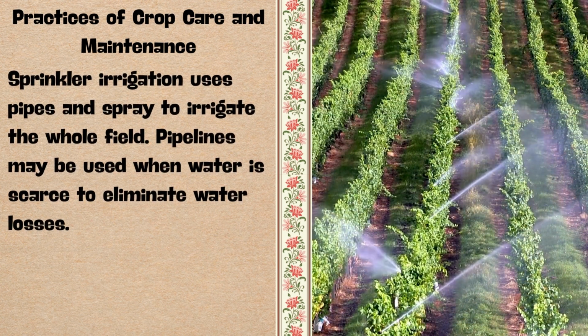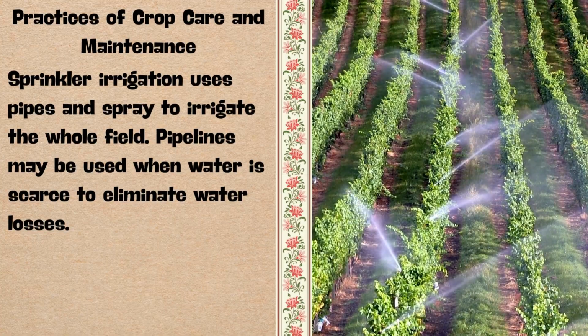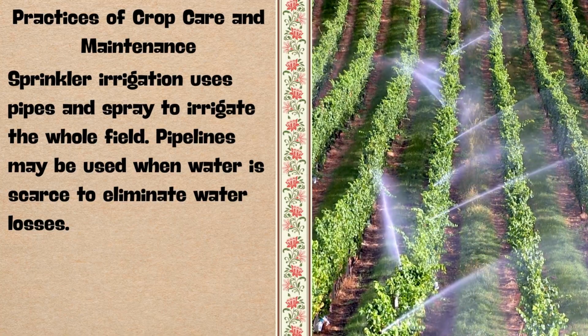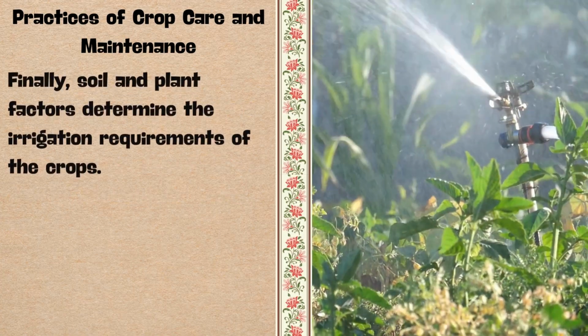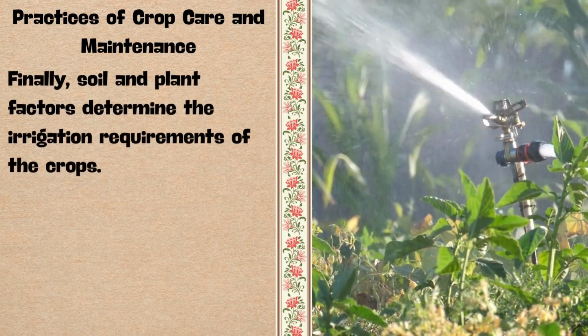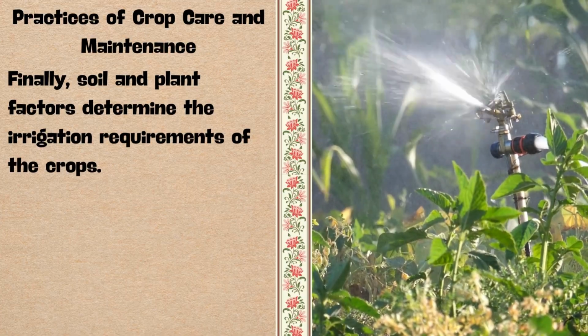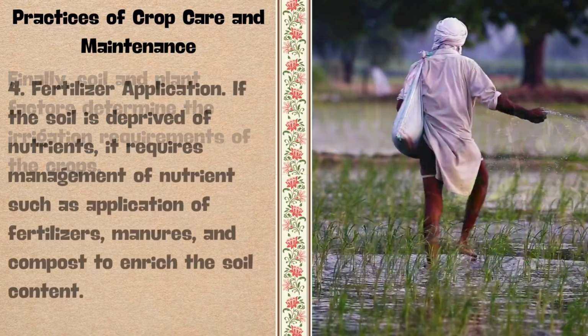Sprinkler irrigation uses pipes and spray to irrigate the whole field. Pipelines may be used when water is scarce to eliminate water losses. Finally, soil and plant factors determine the irrigation requirements of the crops. 4.